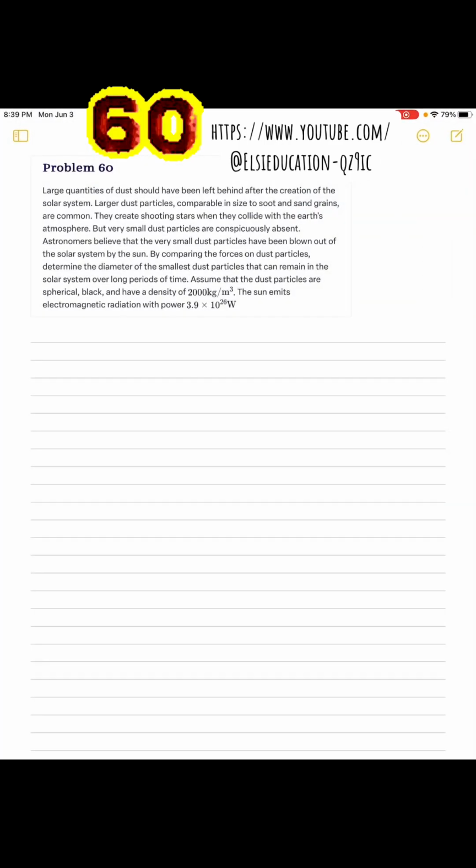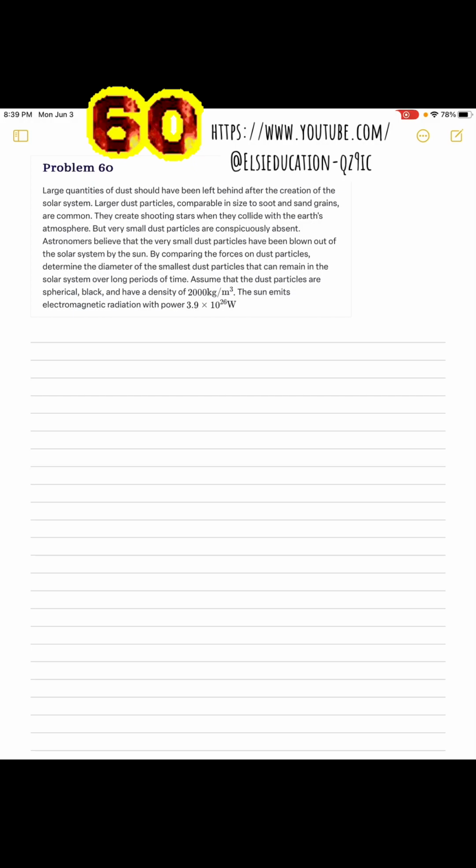Okay, we have a large quantity of dust that should have been left behind after the creation of the solar system. Larger dust particles comparable in size to soot and sand grains are common. They create shooting stars when they collide with the Earth's atmosphere. But very small dust particles are conspicuously absent. Astronomers believe that these very small particles have been blown out of the solar system by the sun.